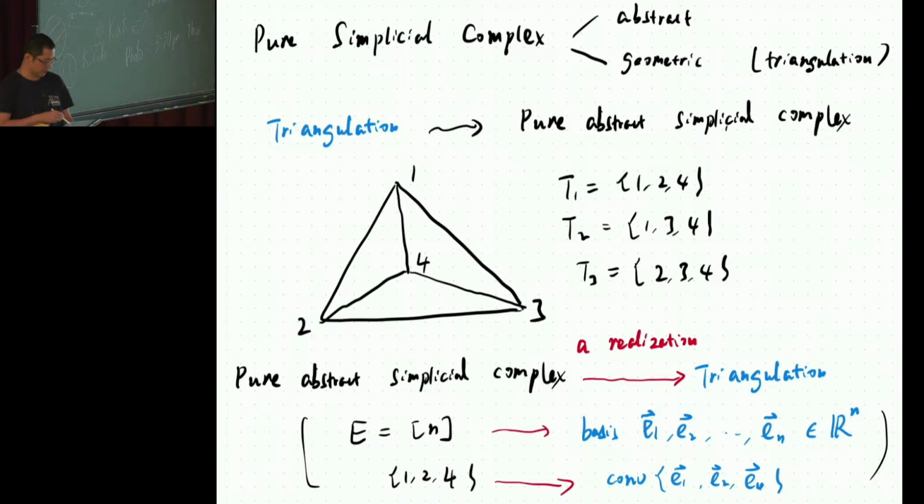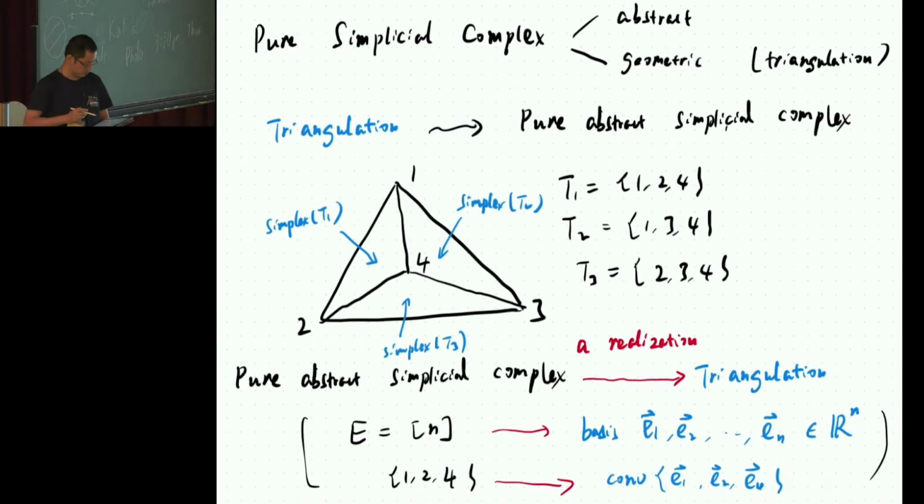First you look at the ground set E. Then for each element in this E, you construct a basis vector in the vector space R^n. Then if you look at this face 1, 2, 4, you just take the convex hull of the corresponding vectors. So you can recover this picture, but it is in a higher dimensional space. I will call it a realization of this simplicial complex. There could be other geometric realizations, and this is just some canonical one.